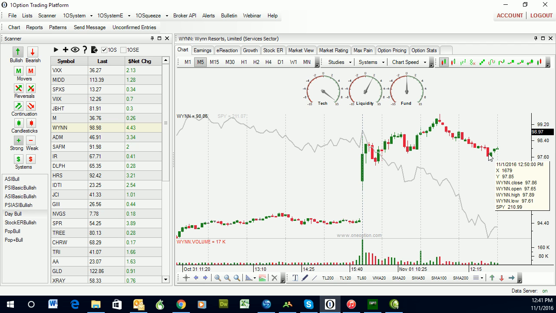So here are some different scenarios. And when I enter trades, what I'm looking for is what's the market doing? Does the stock have relative strength?